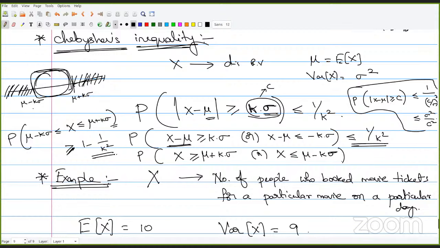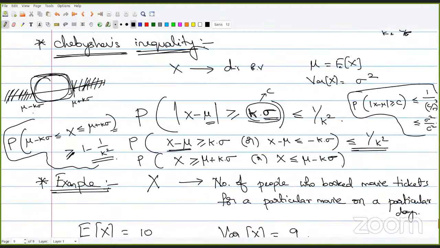Sir, so it means Markov finds the upper bound and Chebyshev found the lower bound? No, if you are computing the probability that x takes values inside mu minus k sigma, then you will get a lower bound. If you are trying to compute the outside one, you will get the upper bound. So if you solve this example, you will get to know.